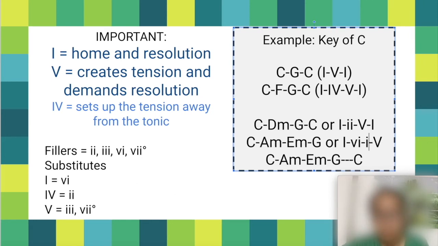So technically, it's like you're playing 1, 1, 5, 5, right? But you used substitutes. 1, 6, 3, 5. Forgive me. Okay, 1, 6, 3, 5. C, A minor. Right? These two sound the same, because technically they both function as the home chord.